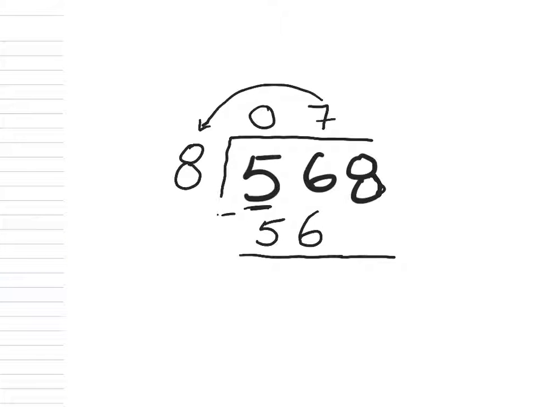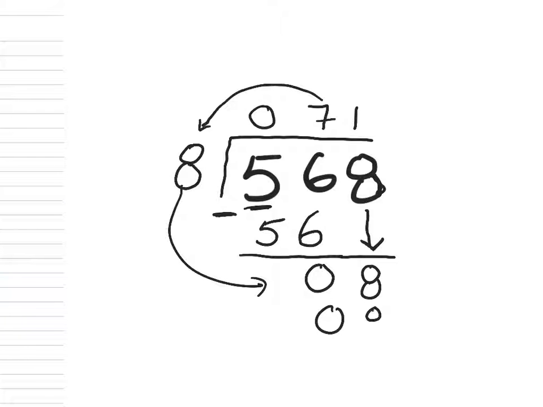Okay, and I subtract those two numbers, yes? Okay, and I get 0. And I have to bring this down. And I get 8. 8 goes into 8 one time, and 1 times 8 is 8 with a remainder of 0.